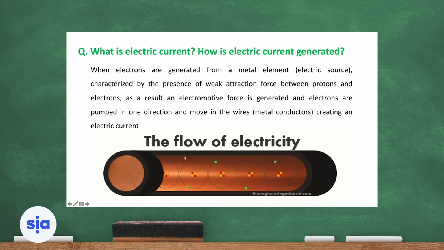When electrons are generated from a metal element, an electric source, characterized by the presence of a weak attraction force between protons and electrons, this will result in an electromotive force, pumping electrons in one direction. So this means that an electric current or electricity is the flow of electrons in one direction in a metal conductor or a wire, creating an electric current. So again, what is electric current? It's the flow of electrons, not the protons, not the neutrons. It's the flow of electrons.